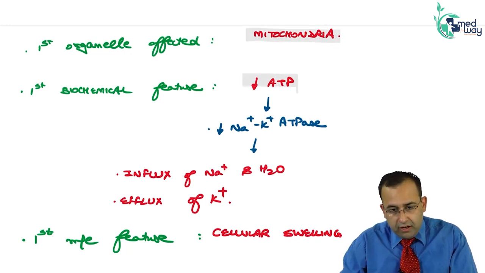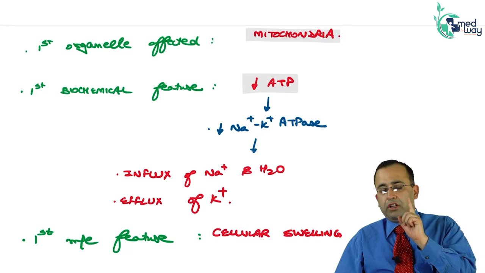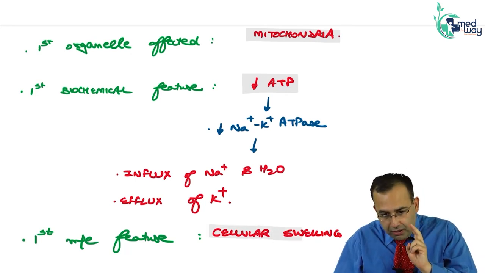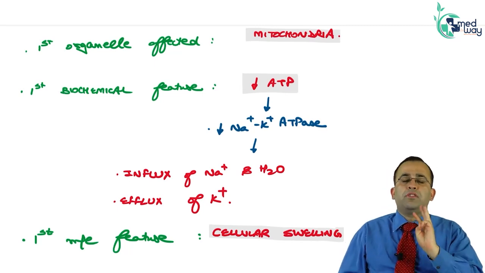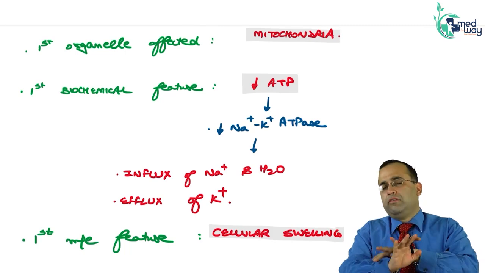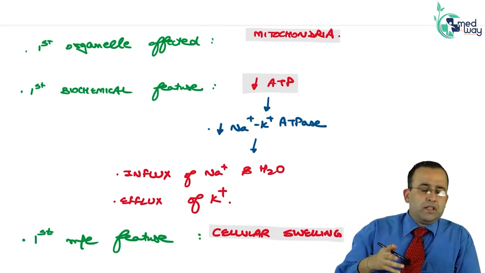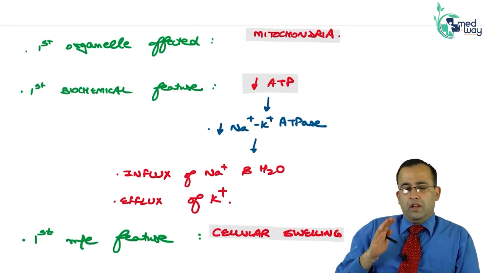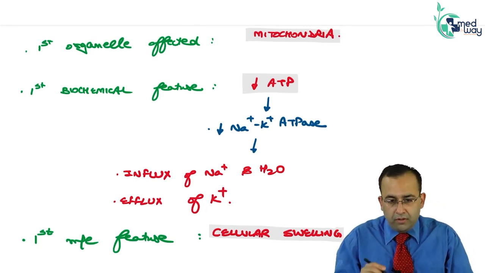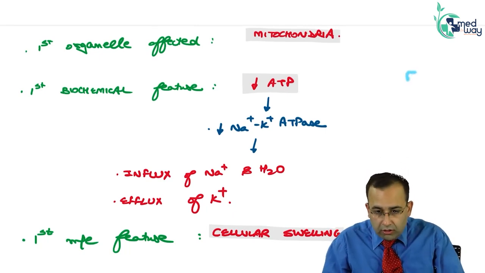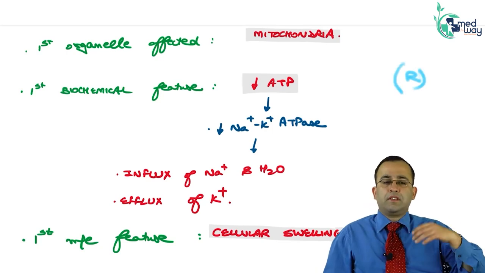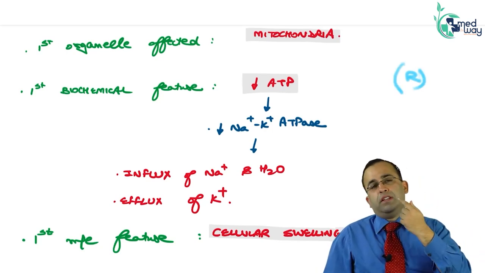These 3 points are very, very important. First organelle affected, mitochondria. First biochemical feature, reduced ATP. First microscopic feature, cellular swelling. Nothing is to be rectified in this. Just go in a sequence and you will never forget it. अच्छा, मुझे एक चीज़ और बताओ. Is it reversible or irreversible in nature? All these are reversible changes. First features are reversible in nature.